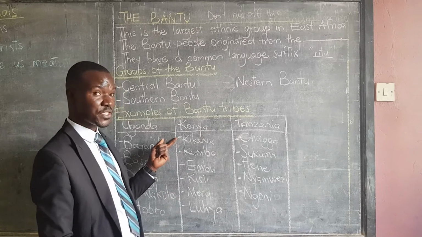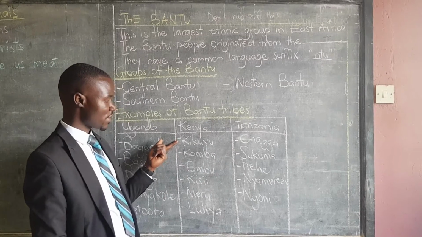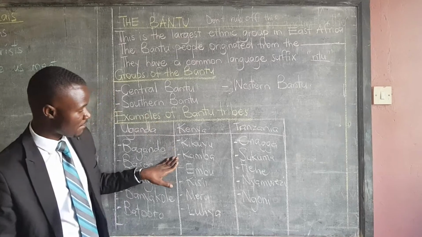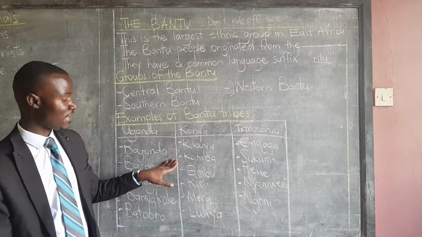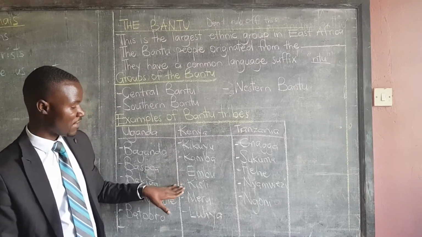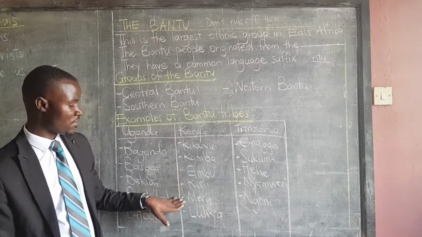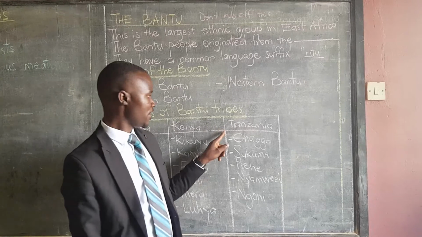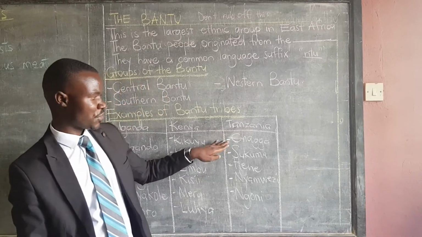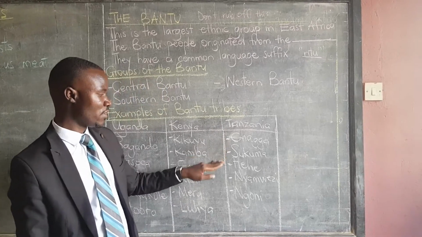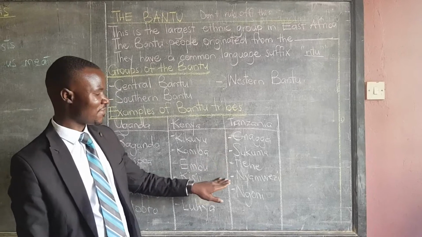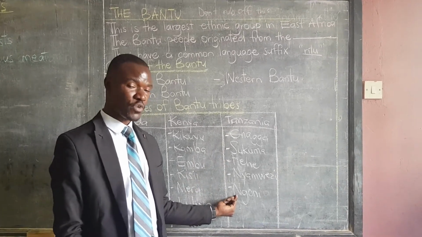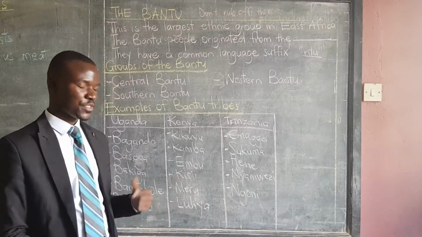In Kenya we have the Kikuyu. The Kikuyu is the largest ethnic tribe in Kenya. We have the Kamba, sometimes referred to as the Akamba. We have the Embu, the Kisii, the Meru, the Luhya, and very many others. In Tanzania we have the Chaga, the Sukuma, the Hehe, the Nyamwezi, and the Ngoni. Ngoni was the last Bantu tribe to enter East Africa.